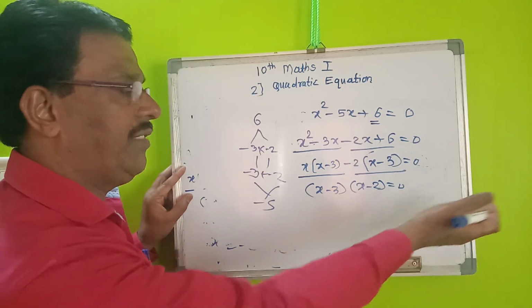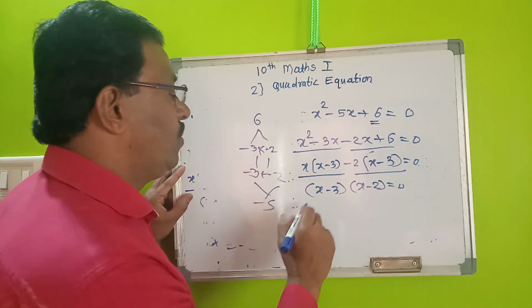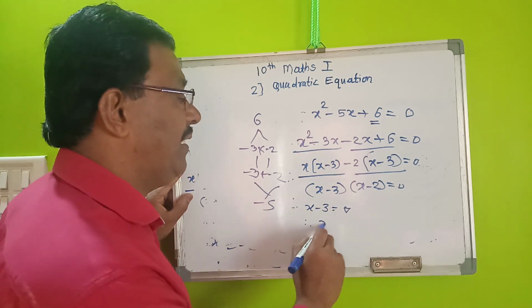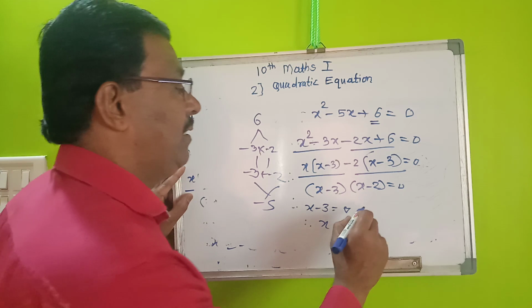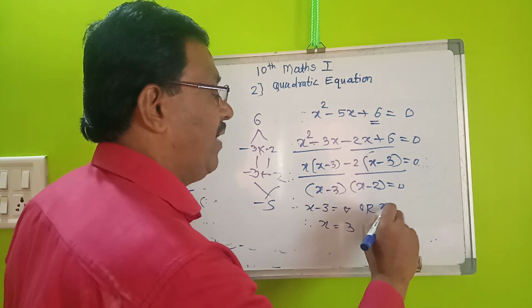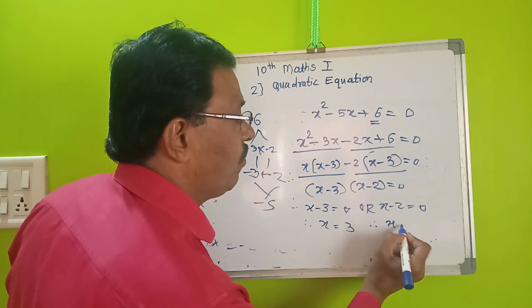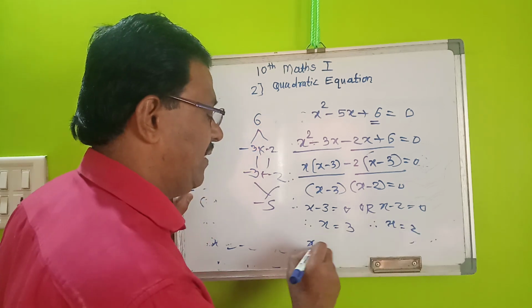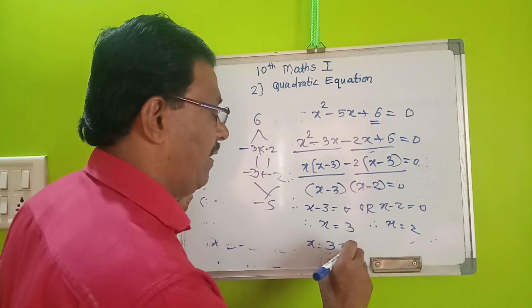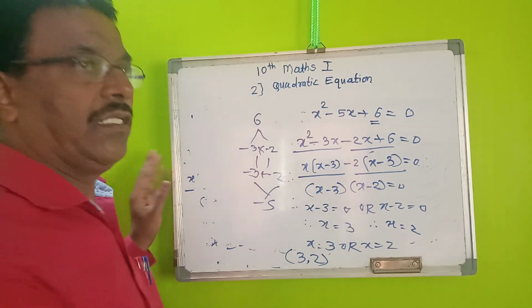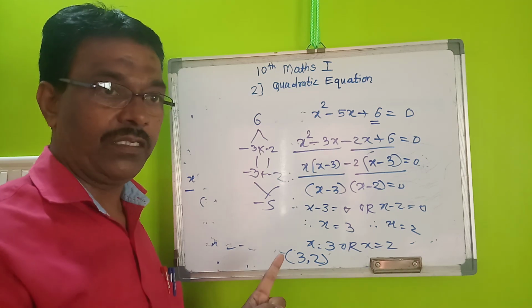So the product of two terms is 0. So x minus 3 is equal to 0, so x is equal to 3, or x minus 2 is equal to 0, so x is equal to 2. So x is equal to 3 or x is equal to 2. 3, 2 is the solution of this quadratic equation.